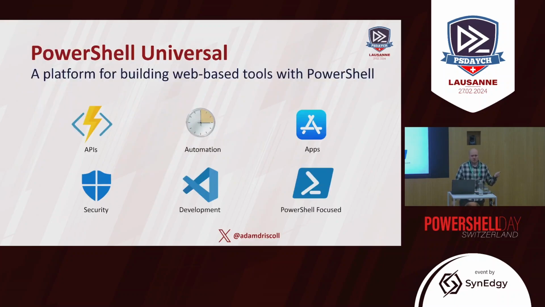PowerShell Universal is a platform for building web-based tools with PowerShell. Some of the core features are APIs such as REST APIs and WebSocket APIs, and automation features such as scheduling and script execution that integrates really tightly with PowerShell, so you can do things like entering parameters and getting input or output back about PowerShell objects. We also have UI frameworks, which we're going to be talking about today.